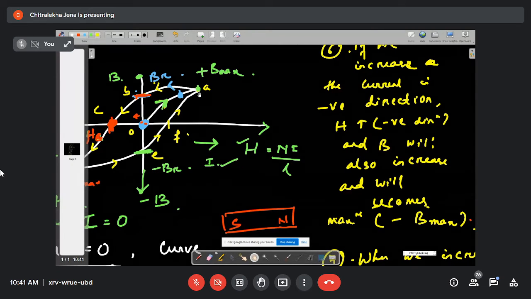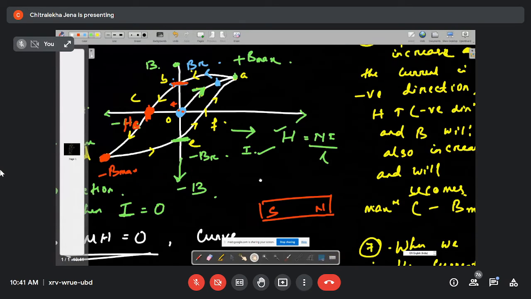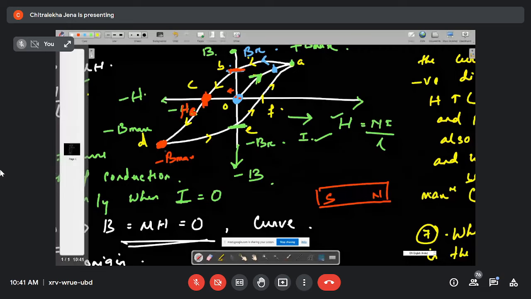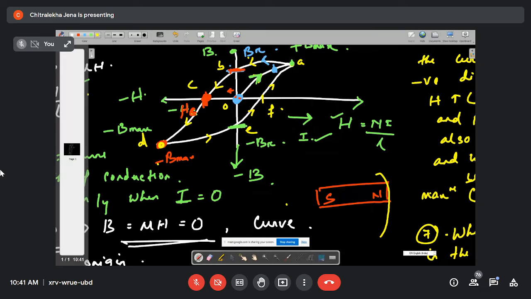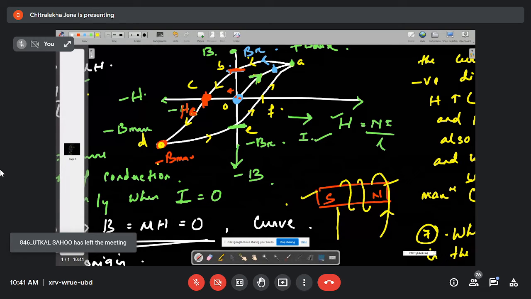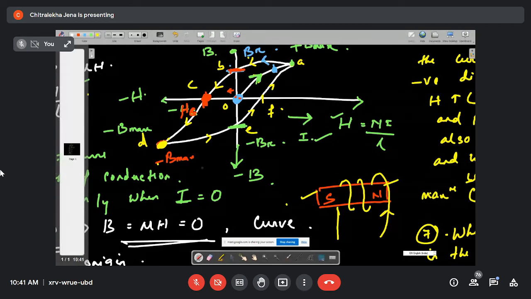Understood? Up to here you see. Now what are we having? We are having minus B maximum in the negative direction. Negative means I am passing a current in which direction? I am passing a current from north to south, according to Fleming's right hand rule. So this will be the north pole and this one will be your south pole. So I am having a maximum flux density because I have passed the current and all the magnetic domains are arranged in an orderly manner. So I am unable to increase. My maximum flux density is this much.